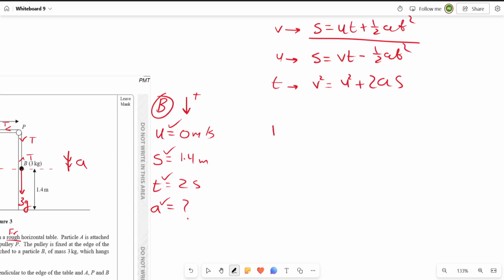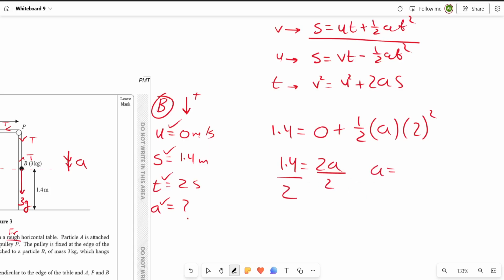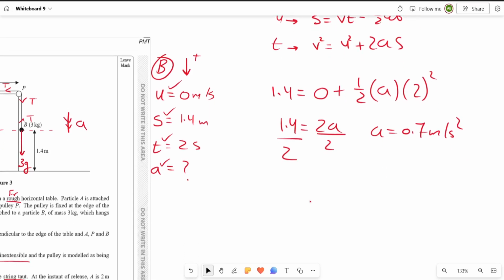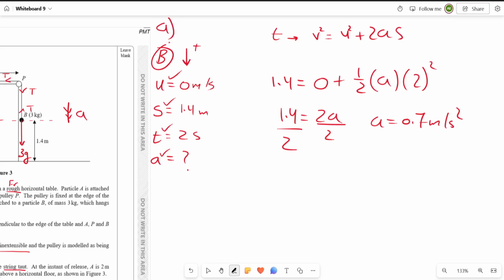So s, which is 1.4, is going to equal ut, so u is 0. So this whole thing is going to be 0 plus half multiplying a, which is the thing that I want, multiplying t squared. Over here, I can solve for a. So 1.4 is going to equal, 2 squared is 4, 4 times half is 2, so 2a. Divide by 2: a equals 0.7 meters per second squared. This is my answer. This is part A of the question.